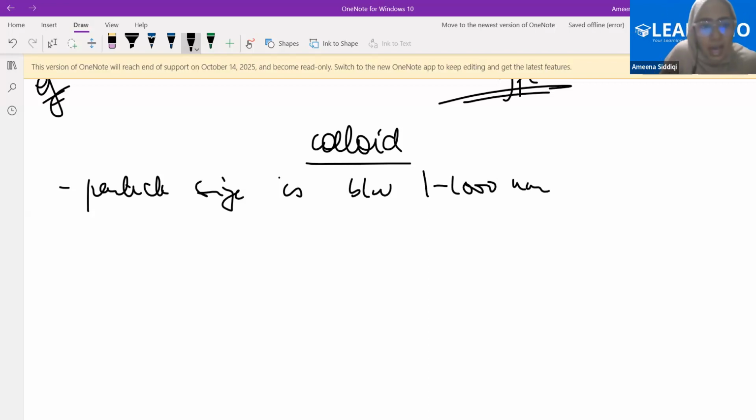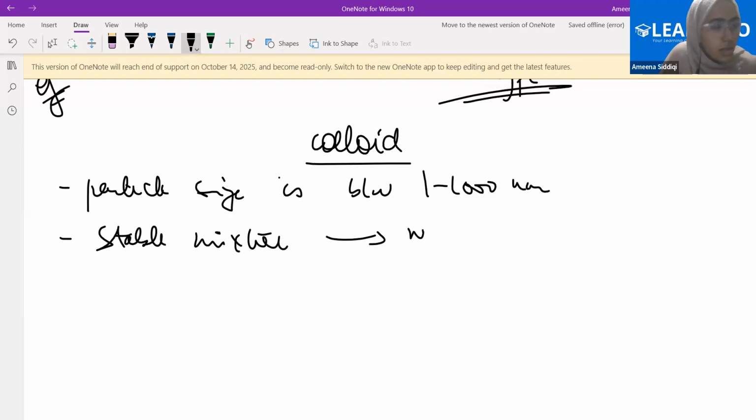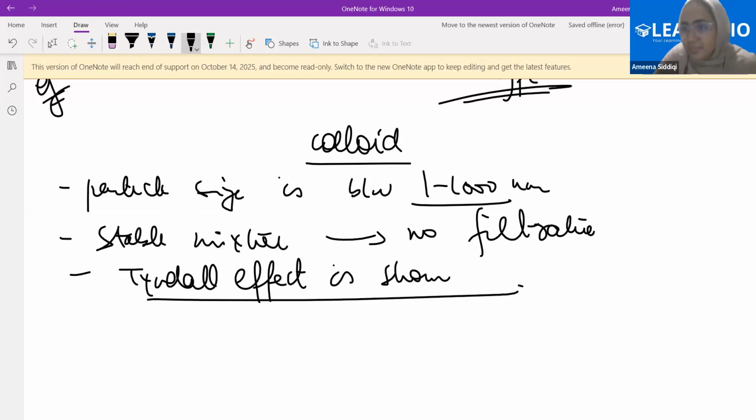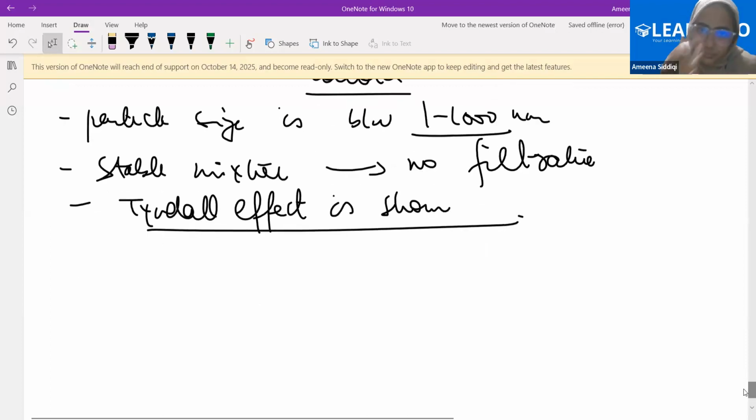If the particle size is this much, it will not settle down at the bottom if it is left undisturbed. Therefore, it is a stable mixture. And if it's a stable mixture, no filtration. Clear? Since the particle size is greater than that of the solution but smaller than that of the suspension, Tyndall effect is shown by this. Clear? Yes, ma'am.